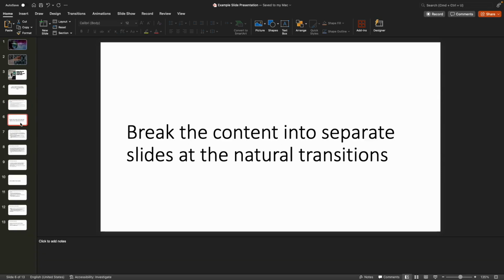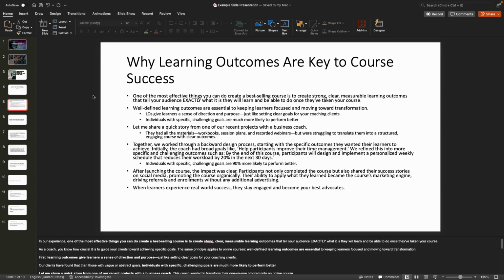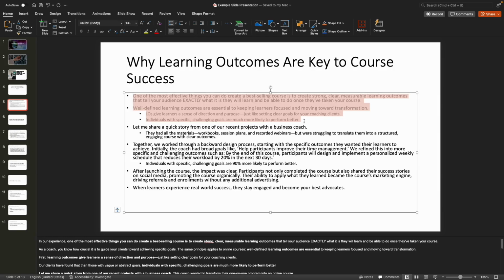So the first thing I want to do is break up the text into smaller chunks across multiple slides. I'm going to look for the natural transition points, which are places where the topic shifts or a new idea begins. So the first thing I do in this slide is I talk about why learning outcomes are key. I essentially give the thesis of my presentation. That's these 4 bullet points that I've highlighted.